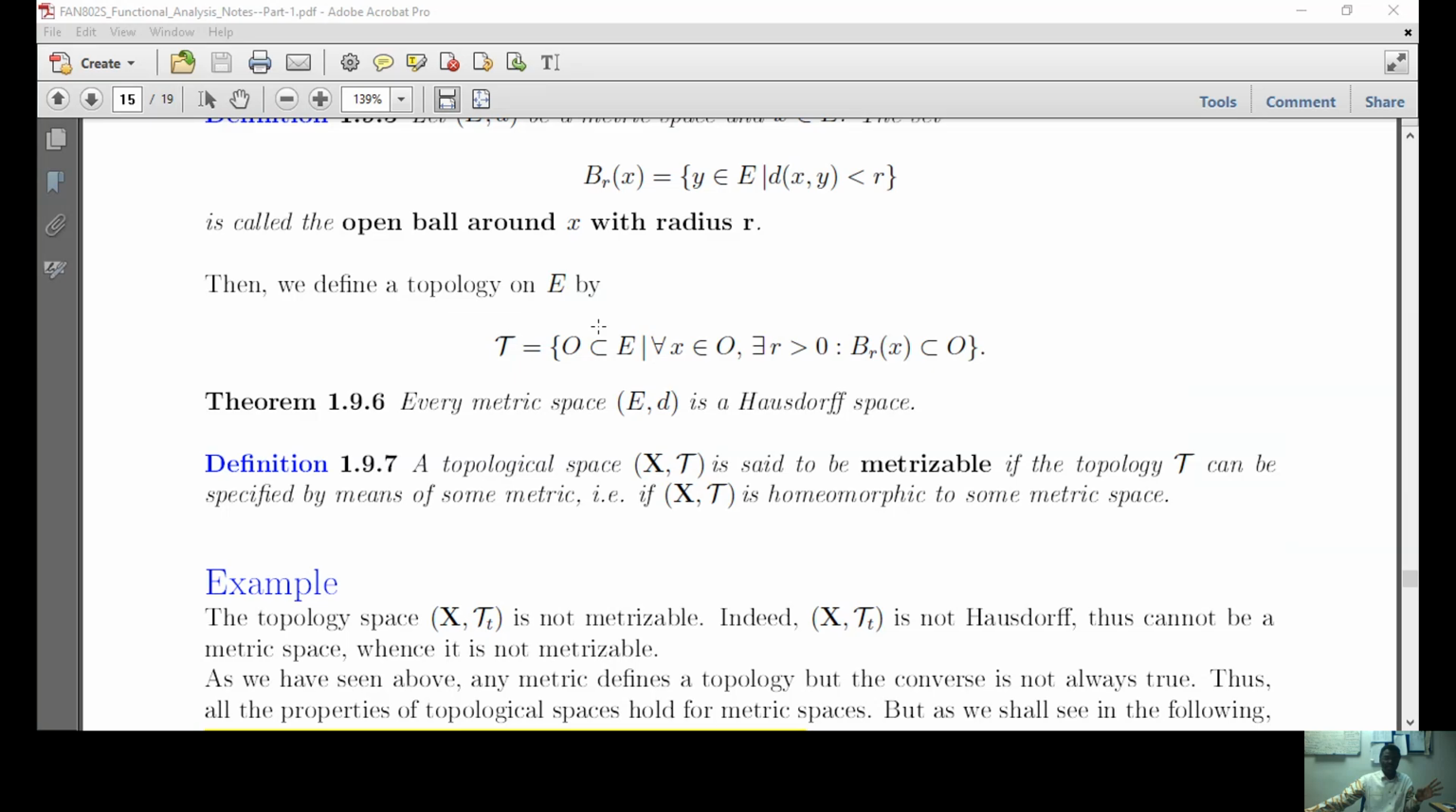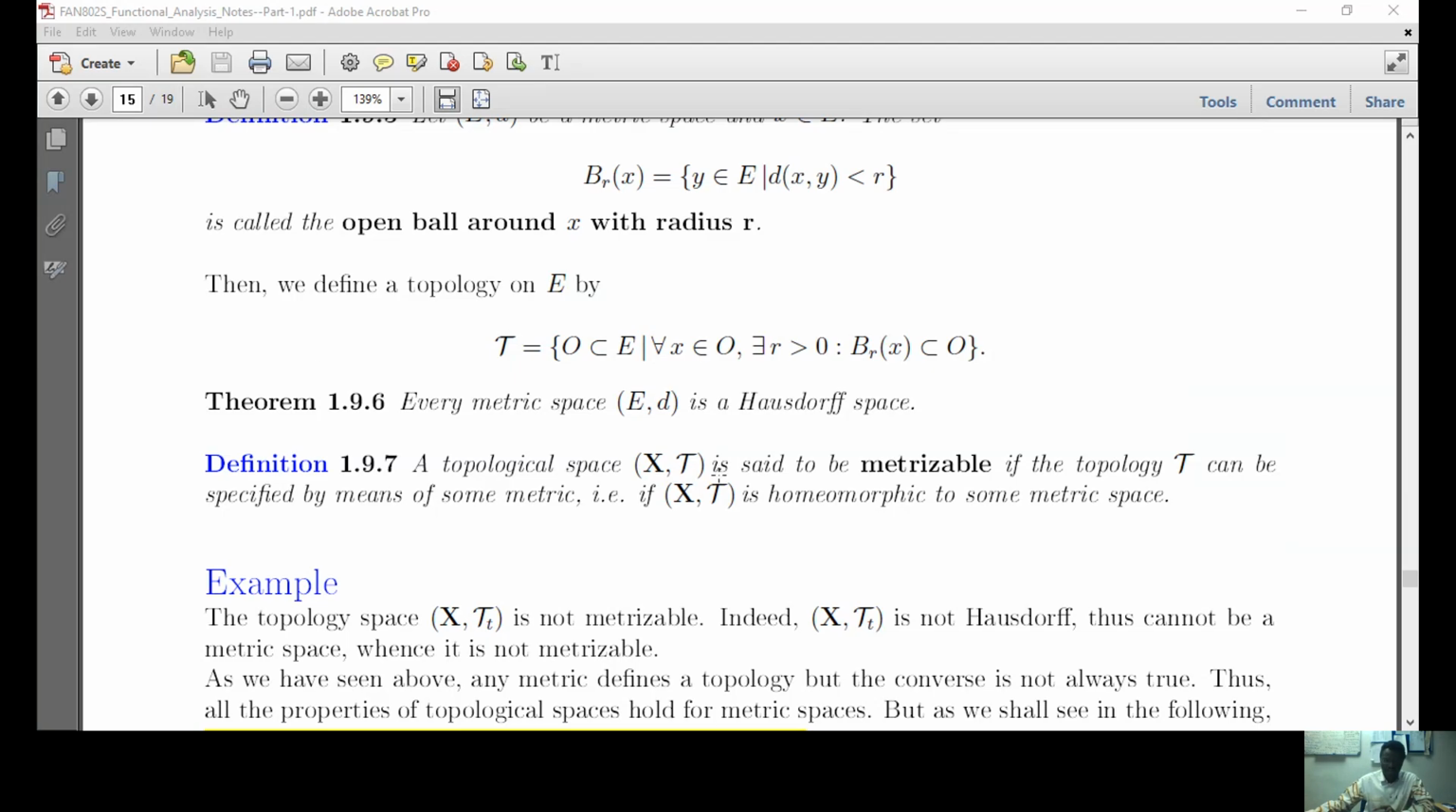Let's say you are given an arbitrary topological space, and you want to find out if it is metrizable. What does that mean? Metrizable means that it comes from a metric. It means that it can be considered as an underlying topology of a metric space. That's what it means to be metrizable. Right. Okay. Now, this is the definition.